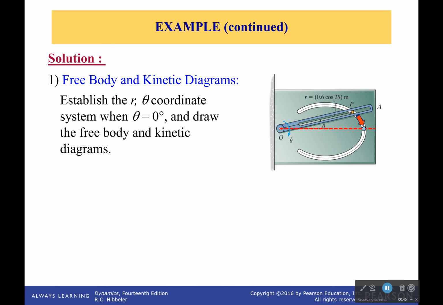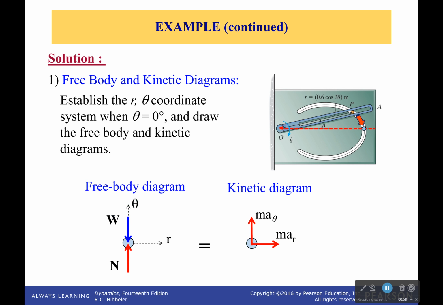Okay, so first off we have to establish where our r theta coordinate system is going to be when theta equals 0. And we're going to have its origin right here at the center. Then we need to draw our free body and our kinetic diagrams.